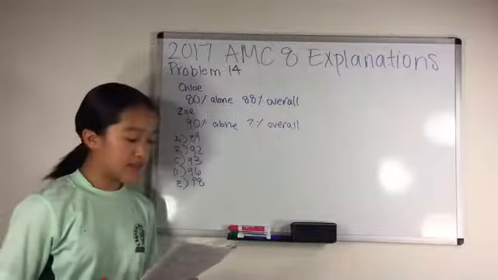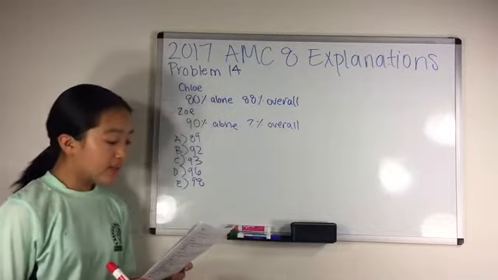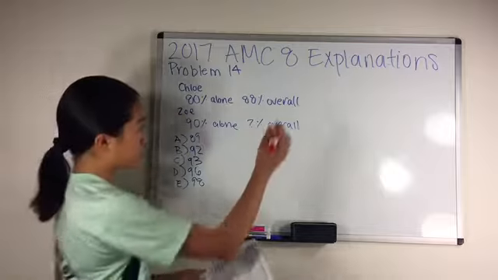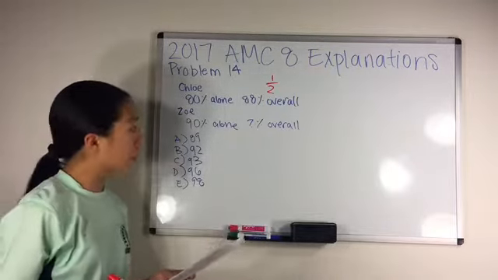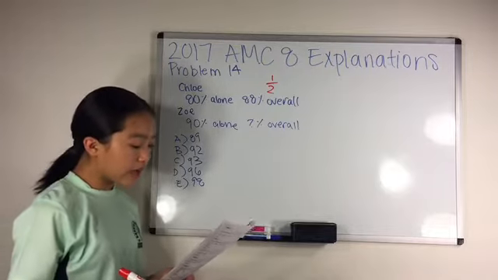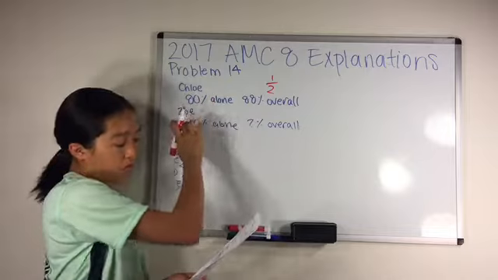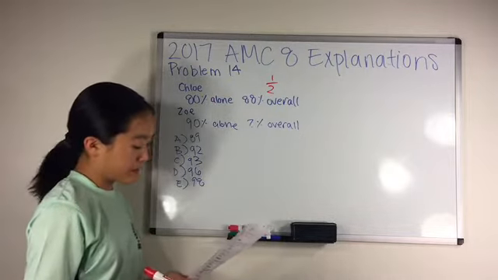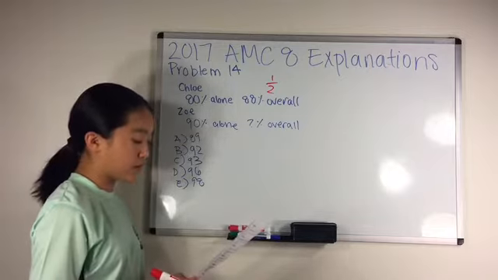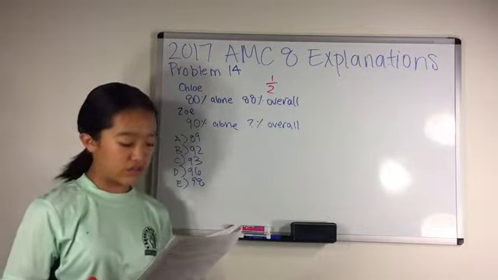Problem number 14 states, Chloe and Zoe are both students in Miss Demeanor's math class. Last night, they each solved half of the problems in their homework assignment alone and then solved the other half together. Chloe had correct answers to only 80% of the problems she solved alone, but overall, 88% of her answers were correct. Zoe had correct answers to only 90% of the problems she solved alone. What was Zoe's overall percentage of correct answers?